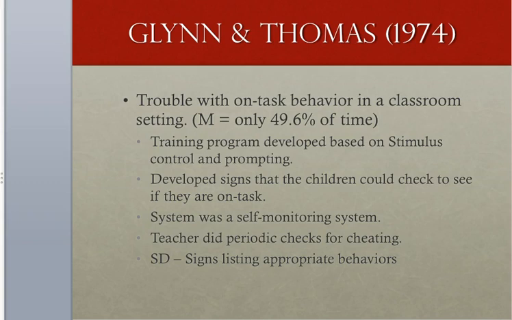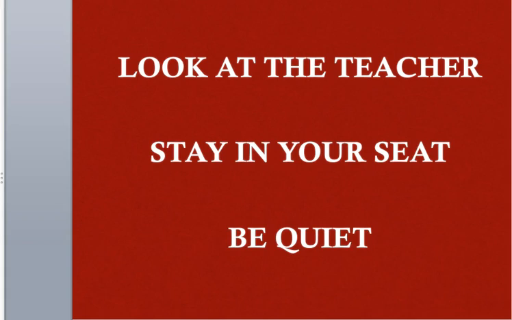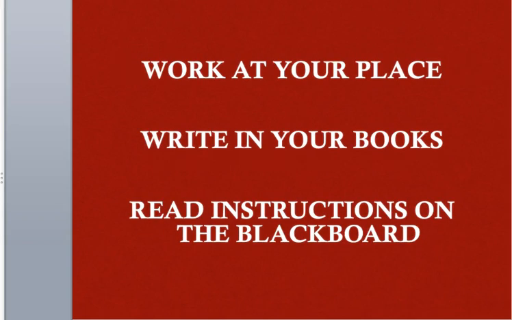The SDs were signs that were put at the front of the room that listed the appropriate behaviors that they could be doing whenever the buzzer went off. I'll talk about that in a minute. So here are the signs. The first sign said, look at the teacher, stay in your seat, be quiet. And the second sign said, work at your place, write in your books, read instructions on the blackboard. And those are the 6 behaviors that are considered on-task behaviors for these children.